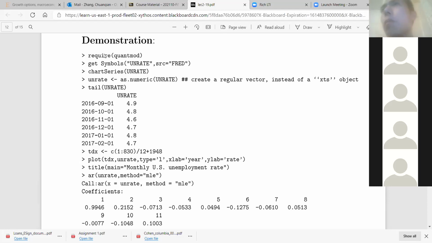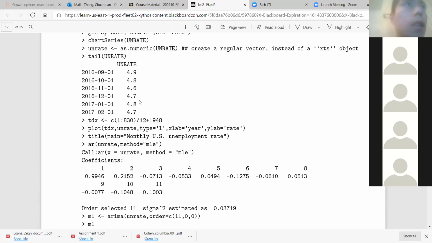The require just simply means the install. They're similar to install. You can use the require, that means recall that, right? The quantmod will directly link your computer to the Federal Reserve St. Louis, and they will give you the unemployment rate data, up to the most recent. Okay.